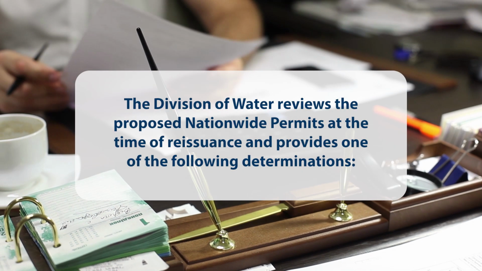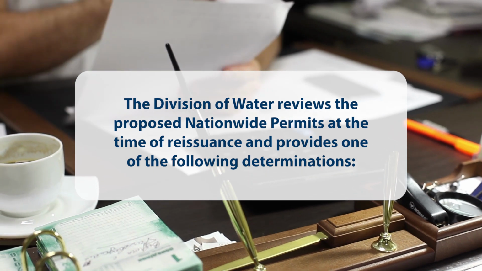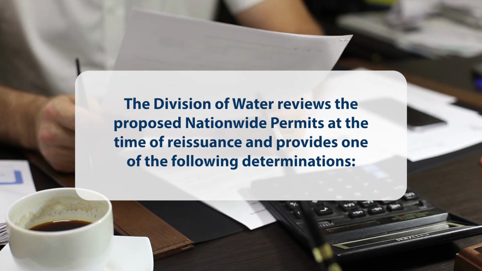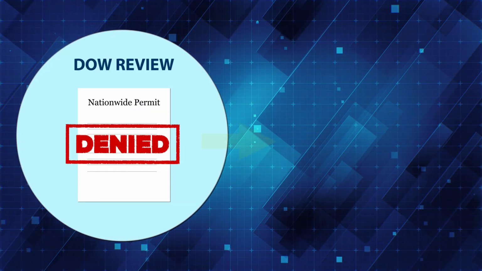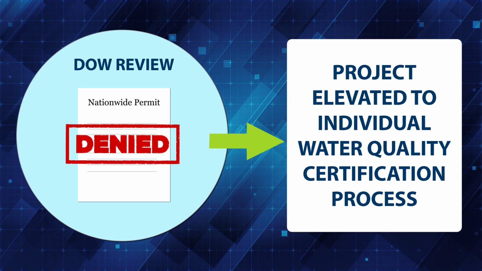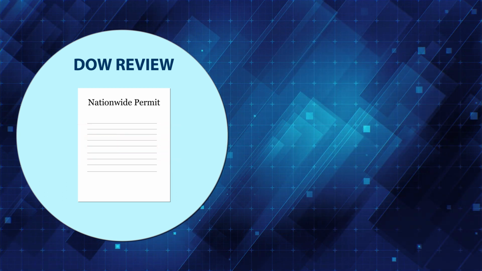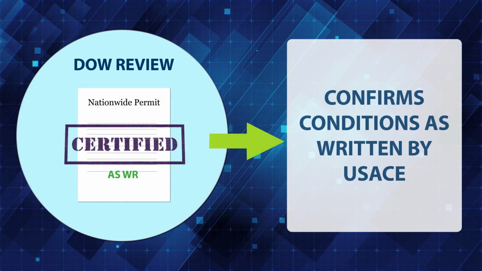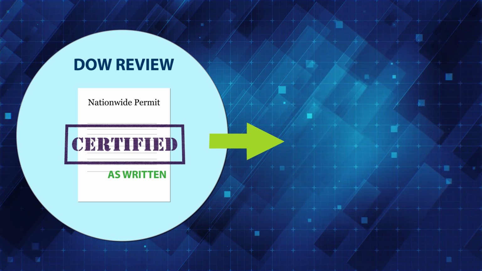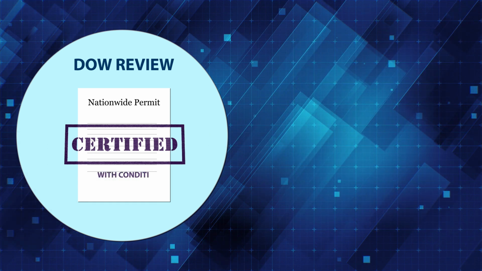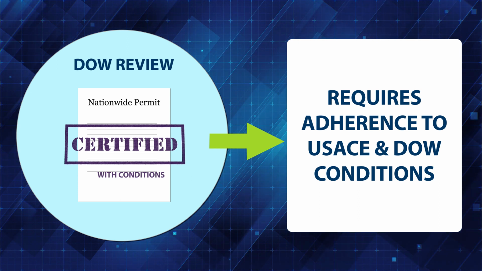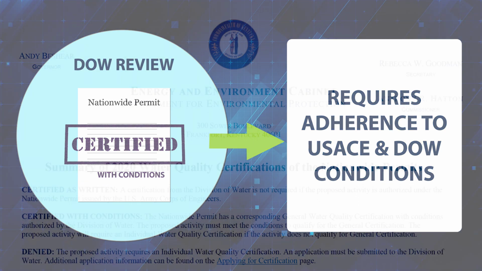At the time of reissuance, the Kentucky Division of Water reviews the proposed nationwide permits and provides a determination for each one that could be denied, which requires the project's elevation to the individual water quality certification review process, certified as written, which confirms the conditions and requirements as written by Army Corps with no additional conditions, or certified with conditions, which requires adherence with both the Army Corps conditions and an additional list of general water quality certification conditions.